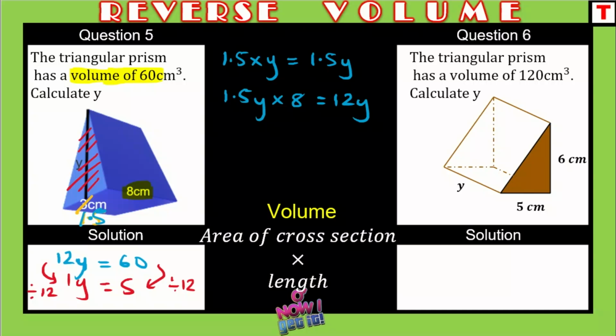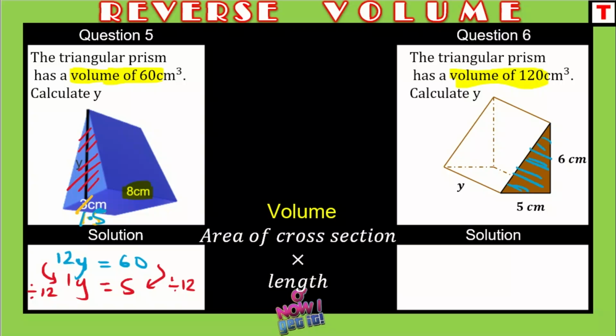Okay, welcome back if you had a go. Again, we've been given this triangular prism and we're being asked for the value of y, and we've also been told what the volume is. So because we've been told what the volume is, let's have a look at this question. So firstly, we can see that we want the area of the cross section.